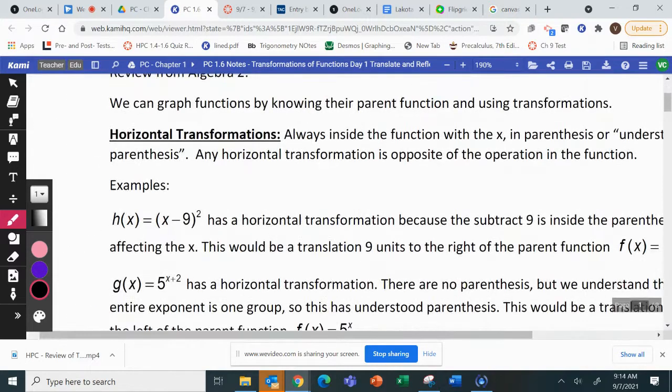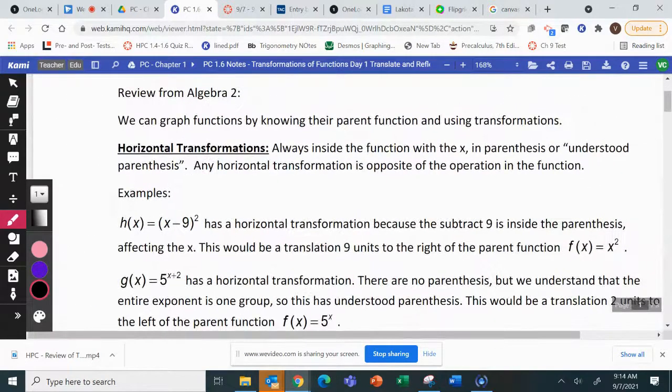And I'm sure I have it written in here, but transformations for horizontal, they are always inside of the function with the x. It might be in parentheses or understood parentheses. Like absolute value bars would be parentheses. A square root symbol would be a parenthesis, even though it doesn't look like a parenthesis. So anything inside of whatever particular kind of function it is going to be a horizontal transformation.